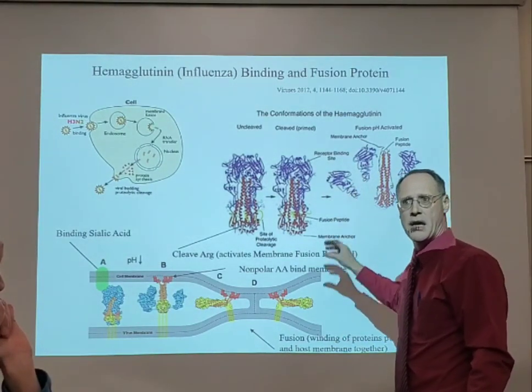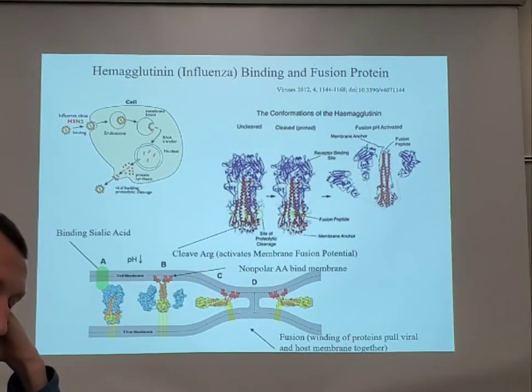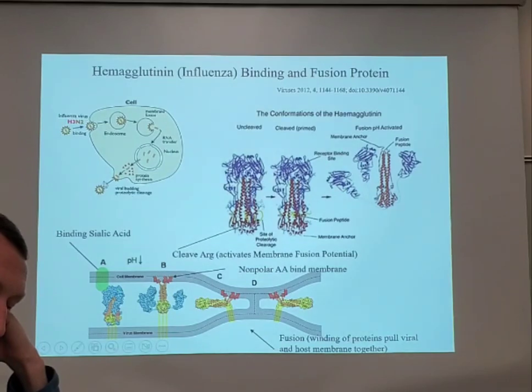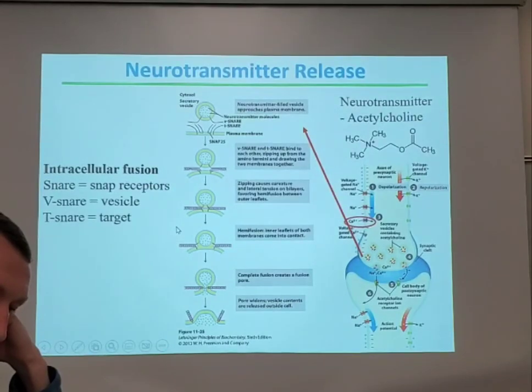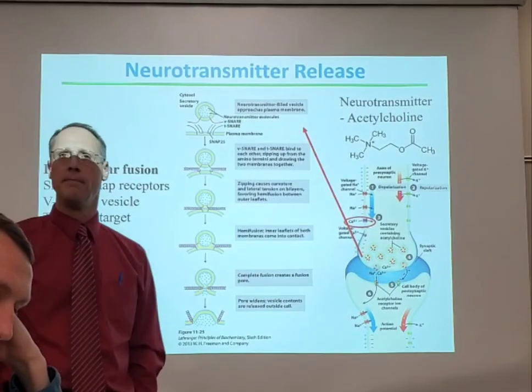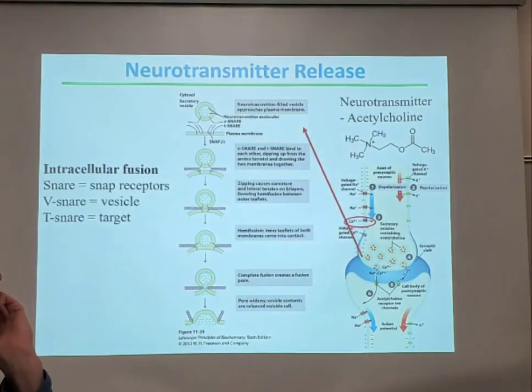Massive change once that cleavage occurred that actually caused this weaving together where it's actually pulling these into fusion. So the one we're going to talk about that the text brings up is something known as neurotransmitter release.